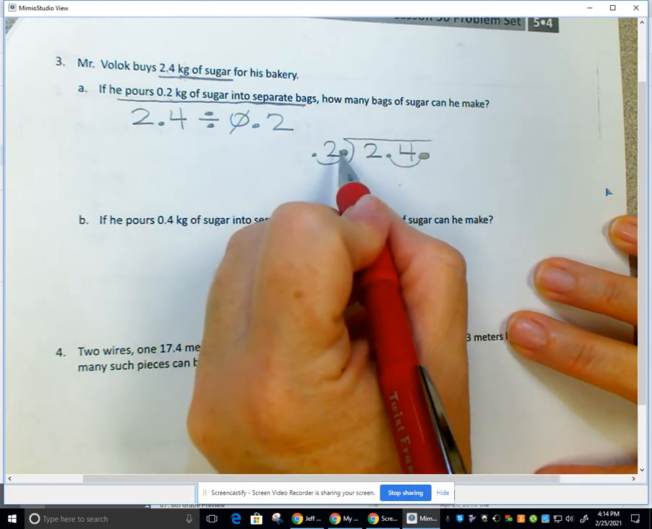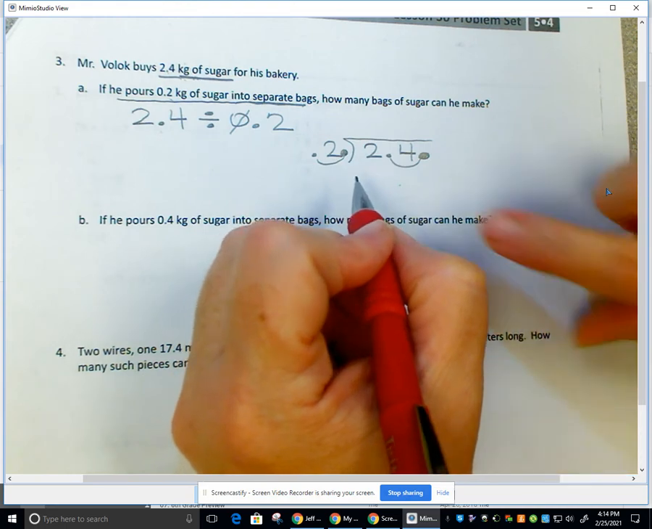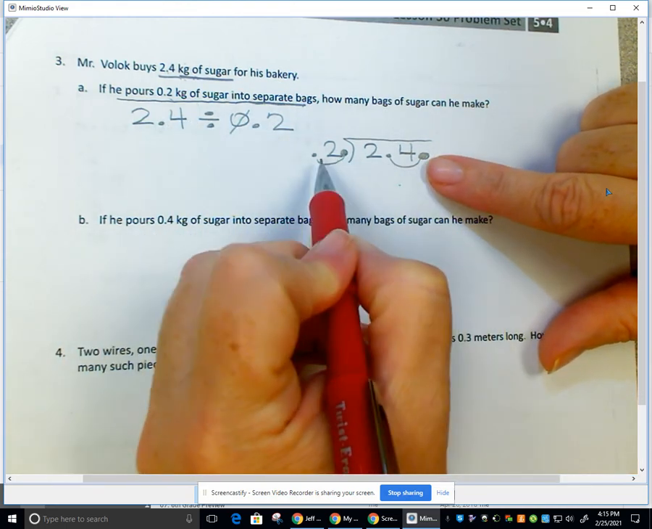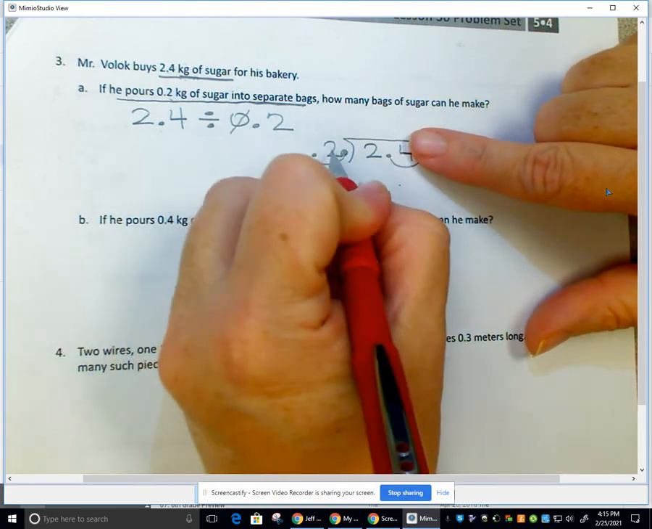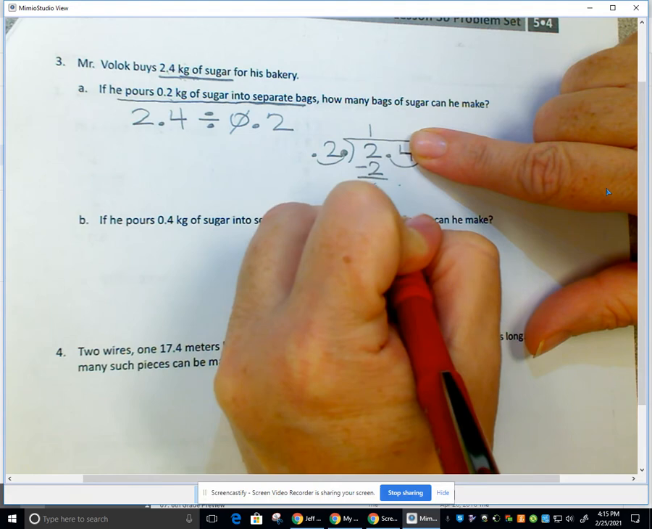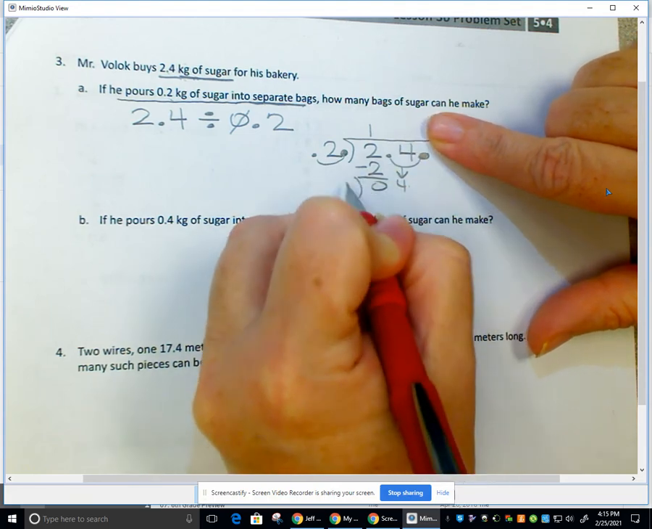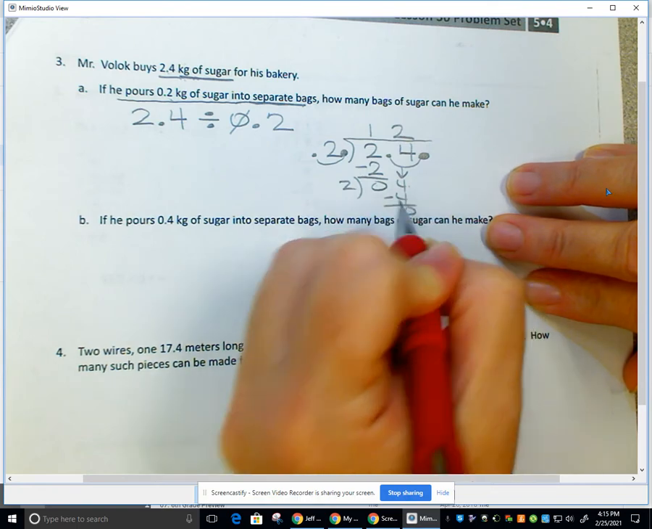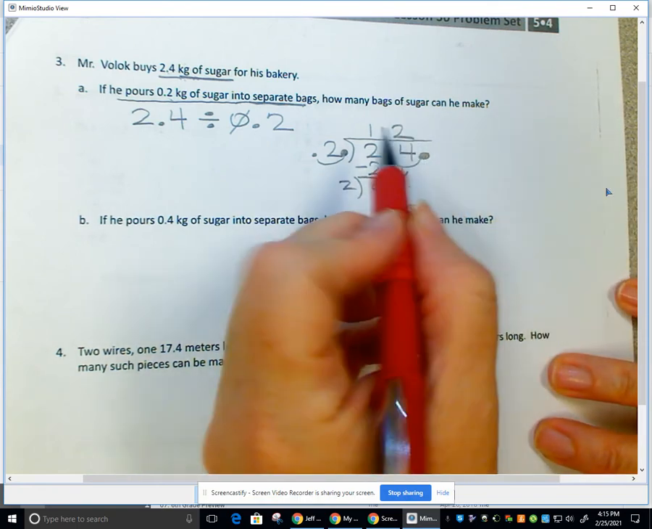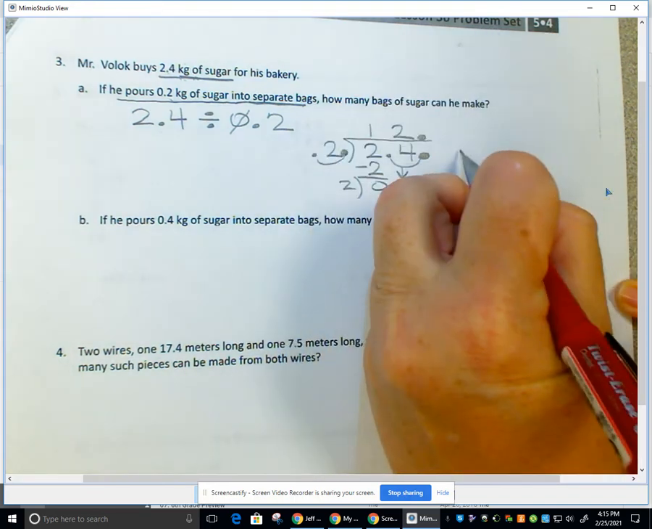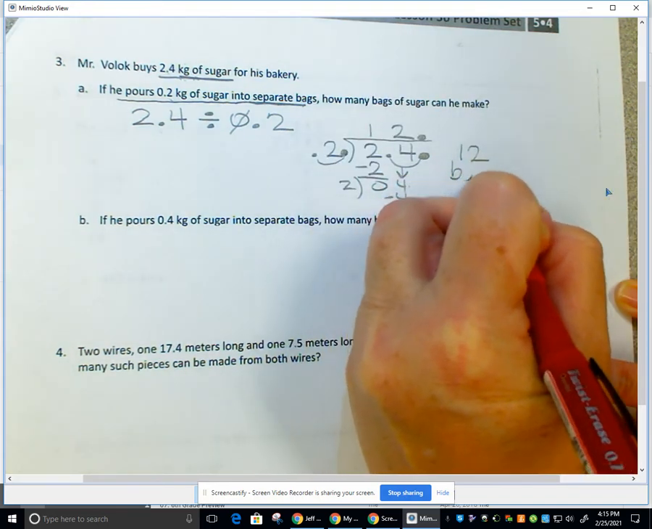So now I'm dividing 2 into 24. And it will give me the answer for this. I'm making the number friendlier to work with. 2 will go into 2 one time. 1 times 2 is 2. Subtract, 0. Bring down a 4. 2 will go into 4 2 times. 2 times 2 is 4. Subtract, 0. So there's my answer, 12. Oh, and I didn't bring my decimal up. So my answer is 12 bags.